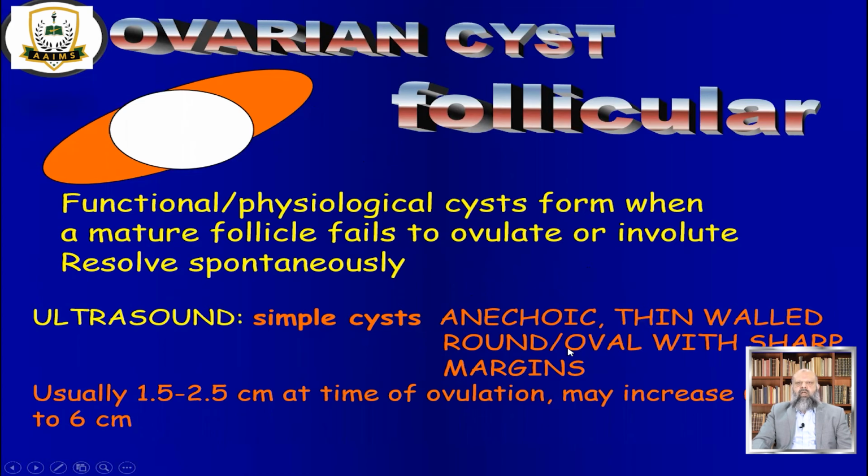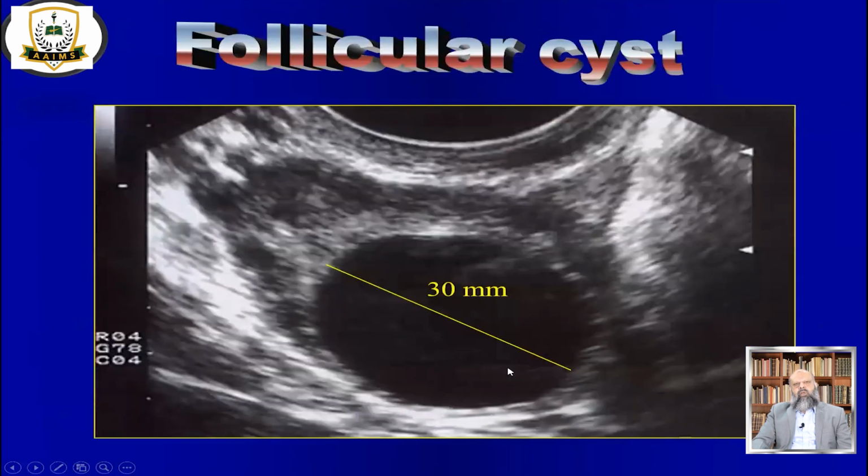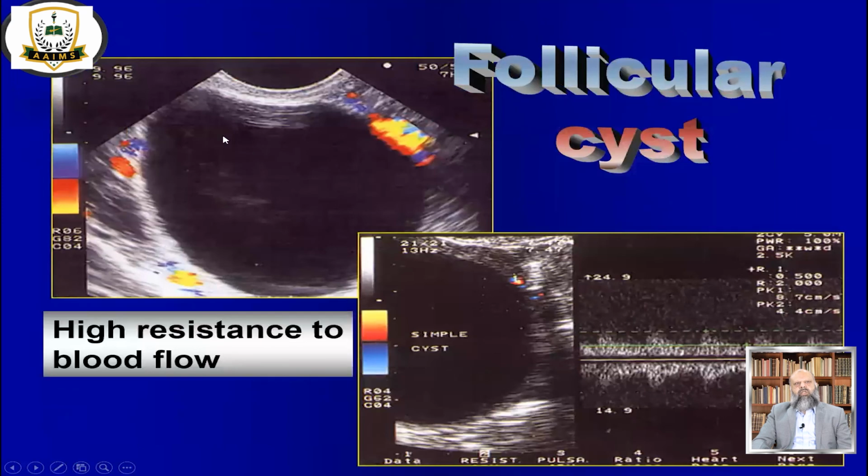Simple cysts are anechoic, thin-walled, rounded or oval with sharp margin, and we will have through transmission. Usually 1.5 to 2.5 centimeters at the time of ovulation, they may increase up to 6 centimeters. This is 3 centimeters, which is 30 millimeters, a follicular cyst, which is a functional cyst. Few more cases of follicular cyst, with high resistance to blood flow, and we can see the resistive index is 0.50 in this case.